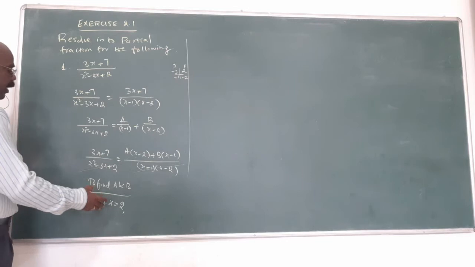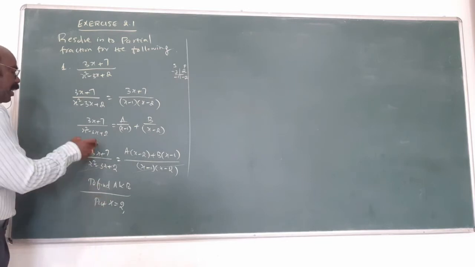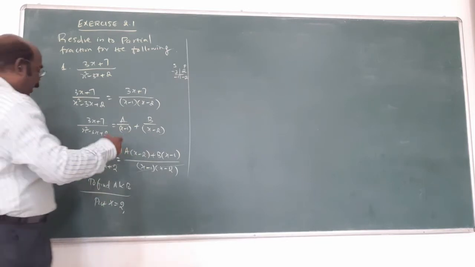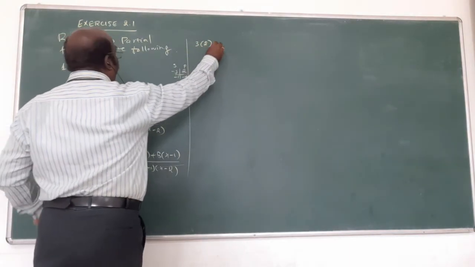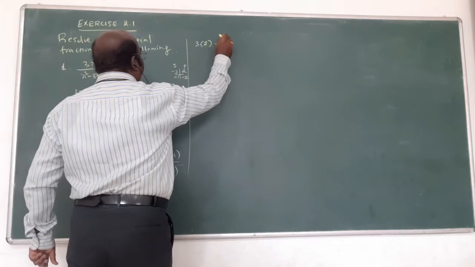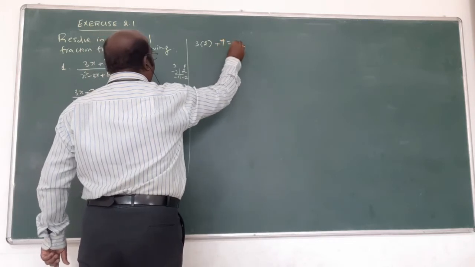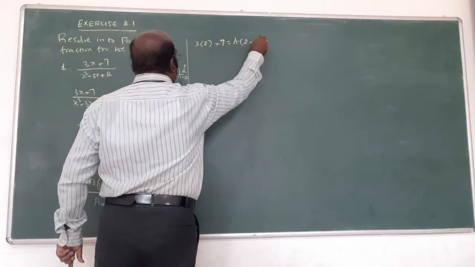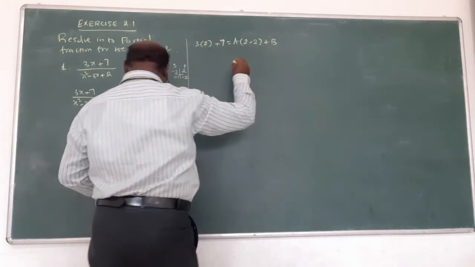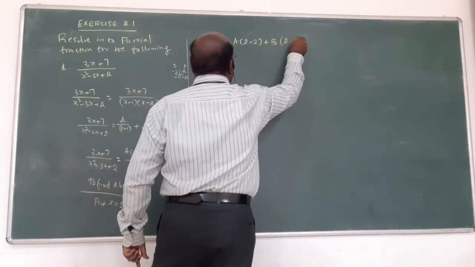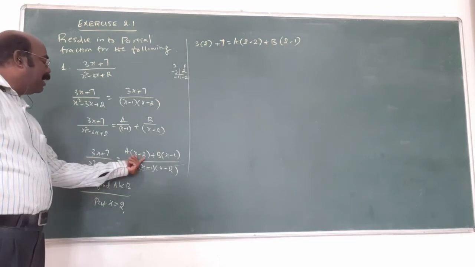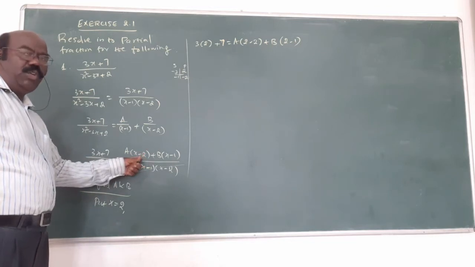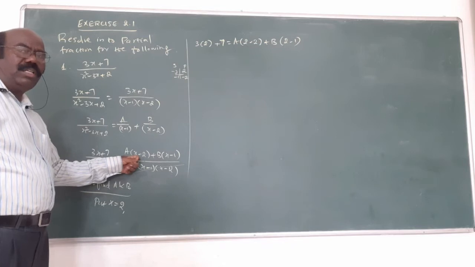Now substitute x equal to 2 in the left hand side and the right hand side. Left hand side: 3 into 2 plus 7. Right hand side: A into 2 minus 2 plus B into 2 minus 2. What is the reason? Inside the bracket, x minus 2 is there, and you want to make it 0, so x is equal to 2.